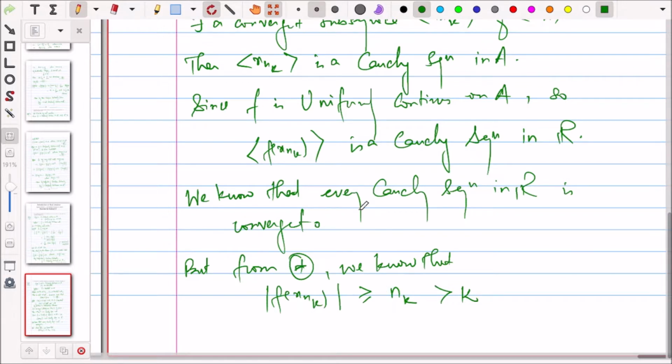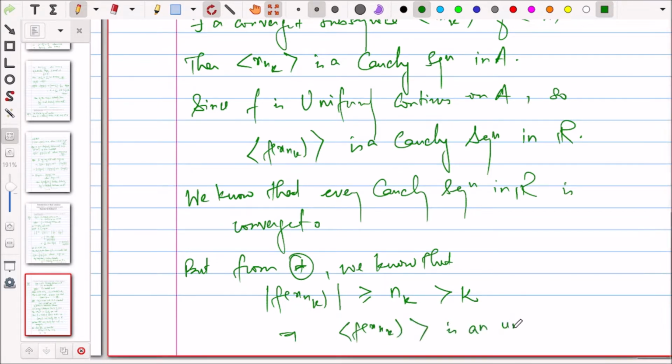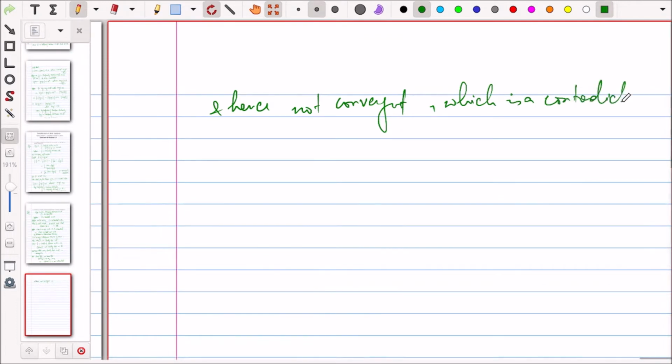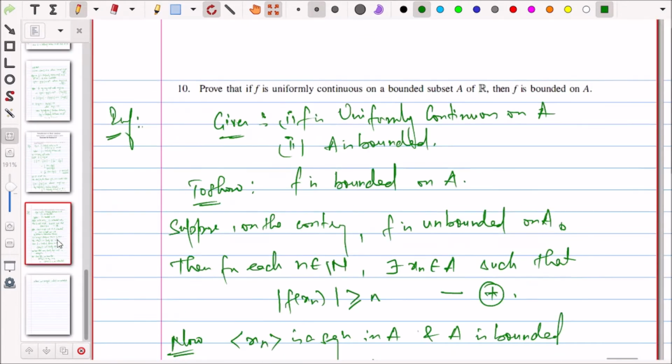So from here we know that f of x_{n_k} is a convergent sequence, and every convergent sequence is bounded, so this is a bounded sequence, but f of x_{n_k} is unbounded. So this implies f of x_{n_k} is an unbounded sequence and hence not convergent, which is a contradiction to this double star.